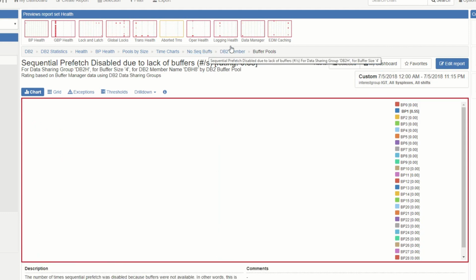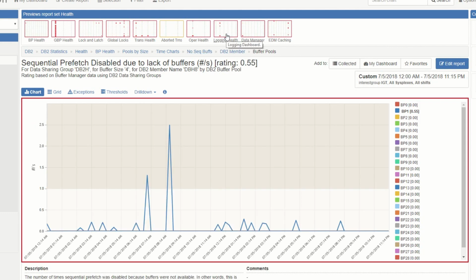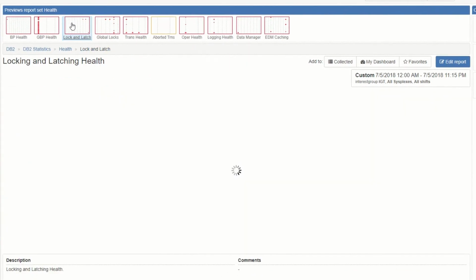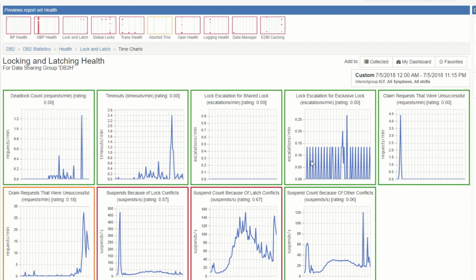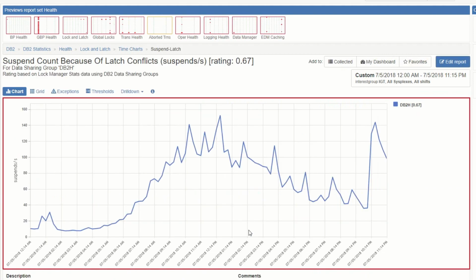Now let's go look at one of the other dashboards. Here, the lock and latch dashboard. And here we see suspends because of lock conflicts and suspends because of latch conflicts. So again, let's drill down to see where this is occurring. And again, here are the mini charts. And so we can see at a glance that the time profile for the lock conflicts and the latch conflicts are quite different.